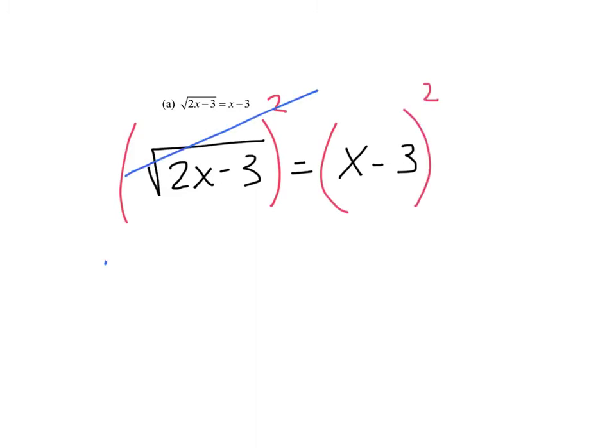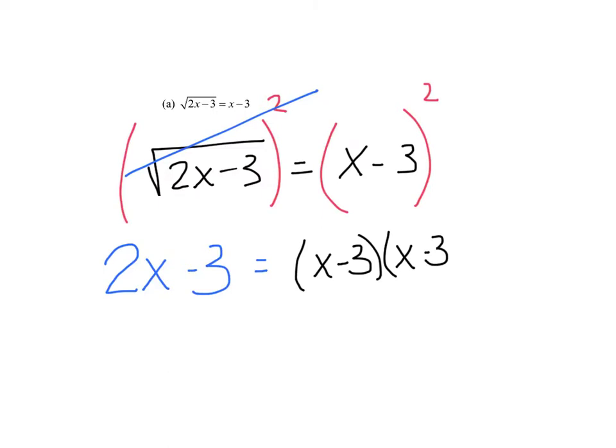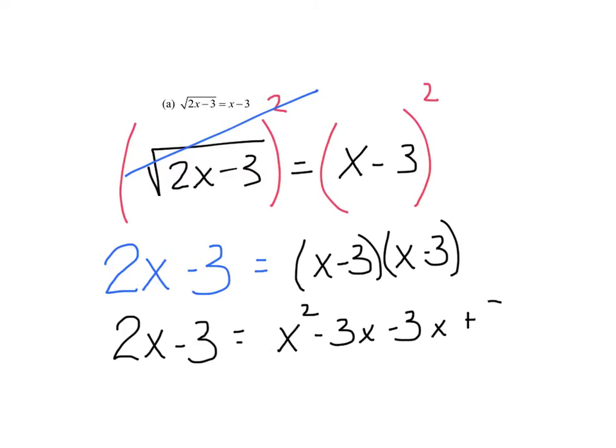That of course cancels and you get 2x minus 3. But how do you square this side? Alright, it's not just a number you can square in your head, it's the quantity x minus 3. So you have to say, well, that really means x minus 3 times x minus 3. So this requires some more work. I get 2x minus 3 equals, this is back to FOIL, x squared minus 3x plus 9.